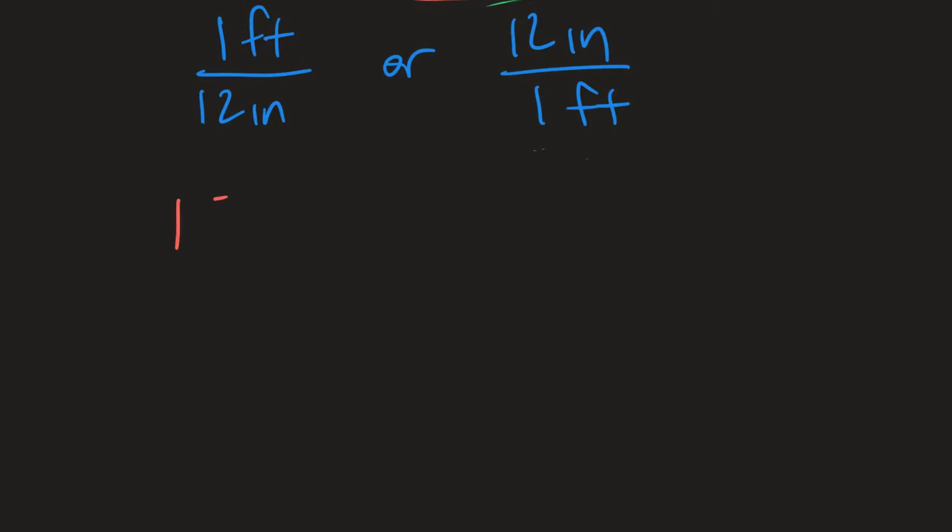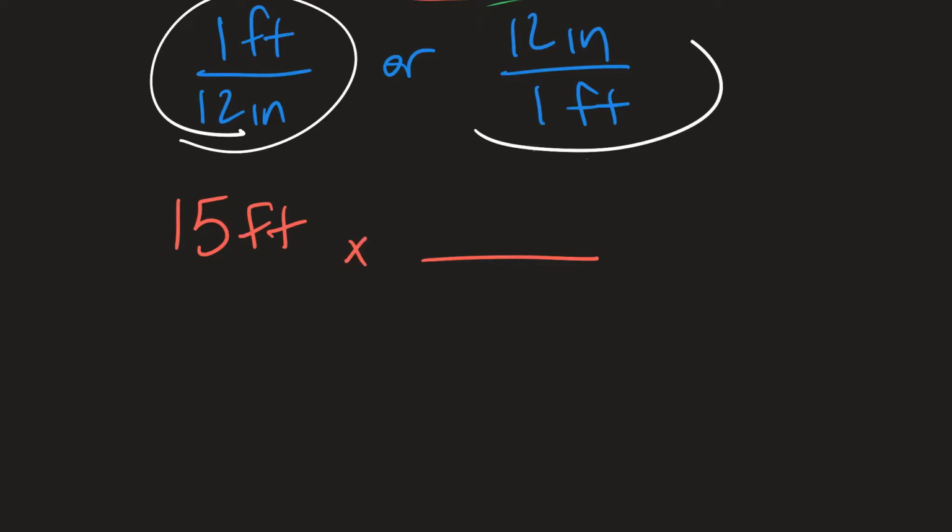So here's my problem, 15 feet, and we're trying to convert this to inches. So we will multiply by a particular conversion factor. It's either this conversion or this conversion, one or the other. Now, how do you know which one to use? It's all about unit cancellation. You have to be able to cancel out the unit that you don't need to get to the unit that you want.